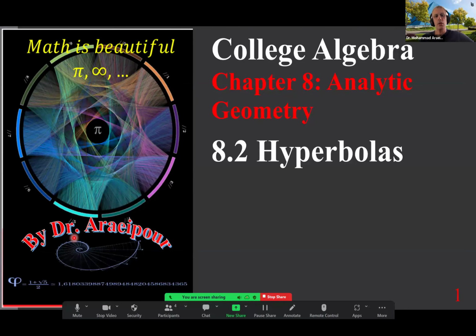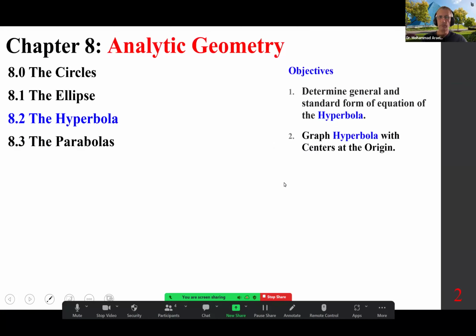Good afternoon, class. We are looking at College Algebra, Chapter 8, Analytic Geometry, section 8.2, Hyperbolas. So we covered circles, ellipses, and now hyperbolas. The objective would be to determine general and standard form of equation of the hyperbola and graph hyperbola with centers at the origin.